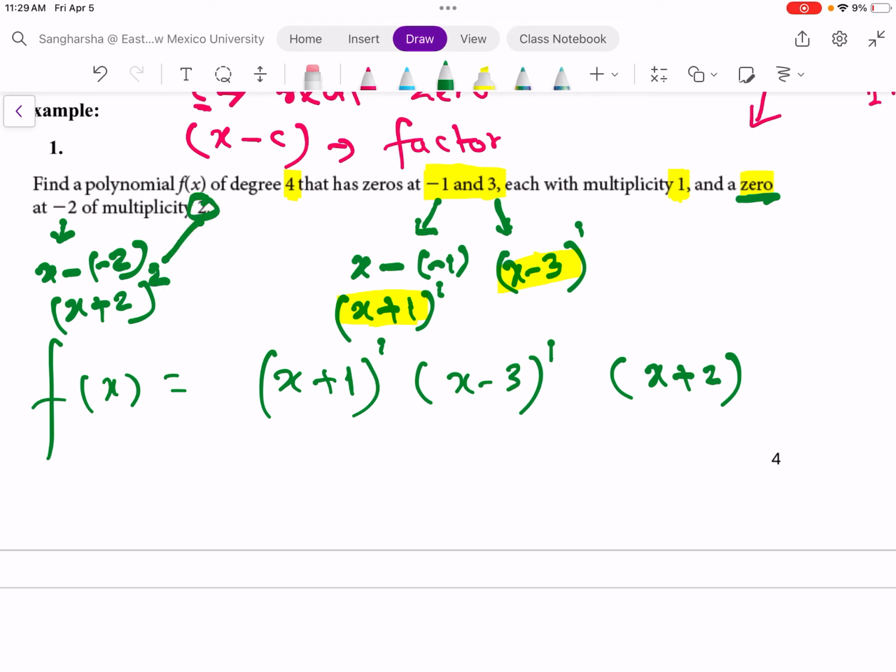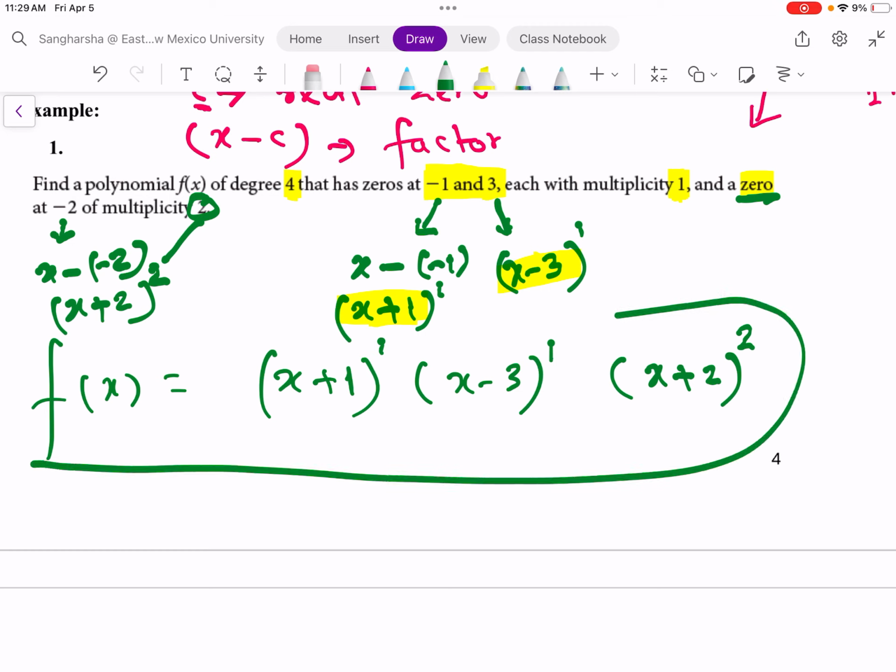And this is the function. And when you find the zeros of this function, this is what you're gonna get: negative 1, positive 3, negative 2. And you can find the multiplicity 1 and positive 2. So you will be asked to find a function with the given zeros and multiplicity.